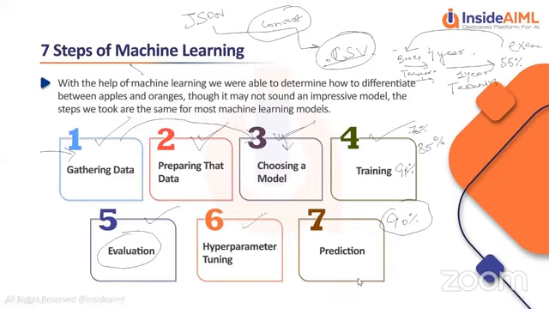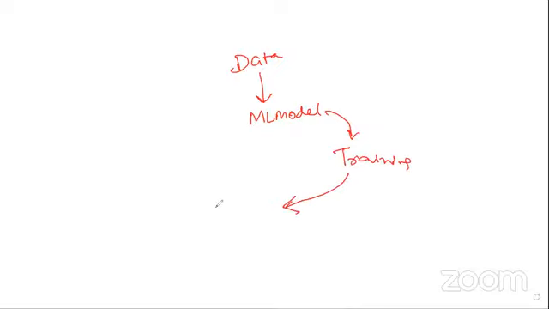I will give you one example. Let me clear this. This is the data, and you are feeding this data to the ML model. Now the ML model is training itself. This is the training. After the training, you are evaluating it. Evaluating means checking accuracy. After evaluating, you are using the hyperparameter technique.